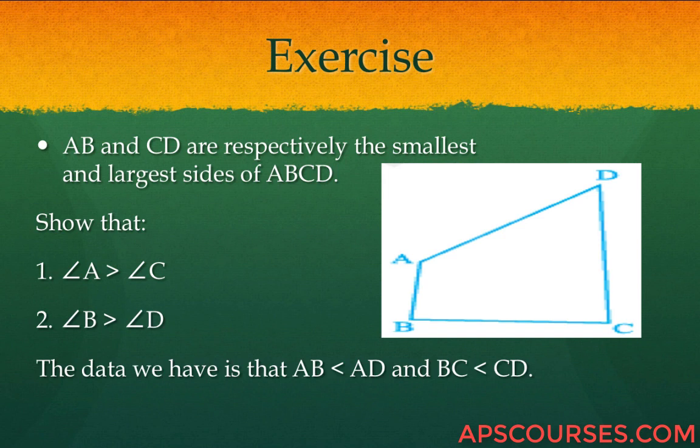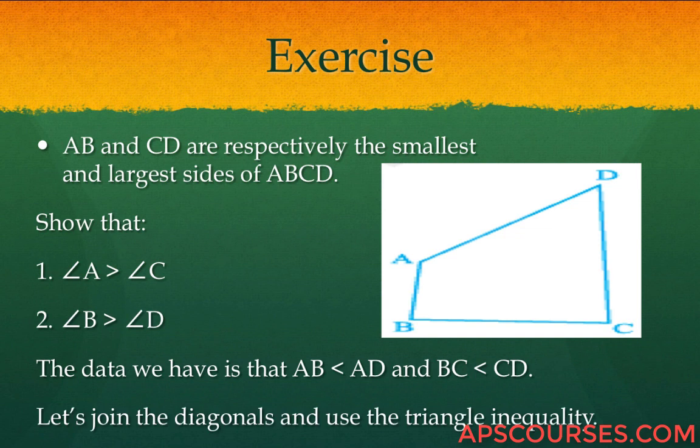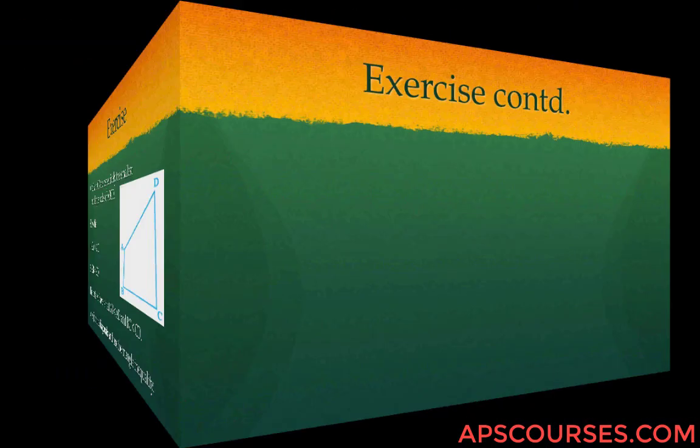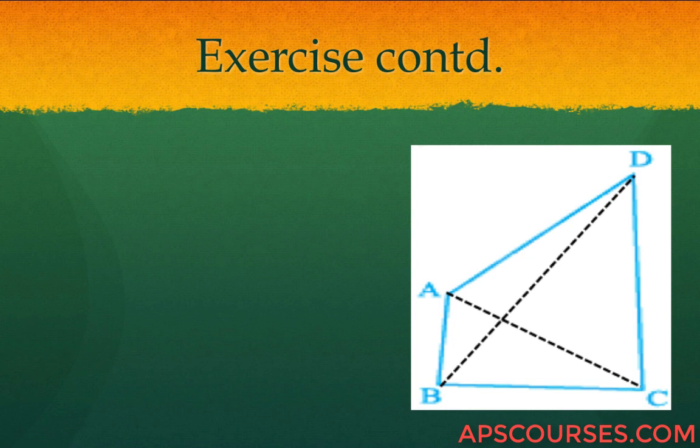So far the information that we have is AB is smaller than all the other sides, so AB is smaller than AD, we can complete a triangle, and BC is smaller than CD, we can utilize a triangle again. Let's join the diagonals and use the triangle inequality. We have joined AC and BD.